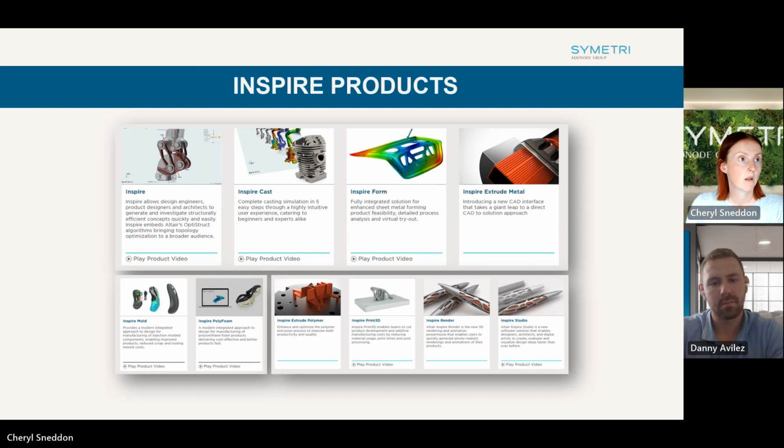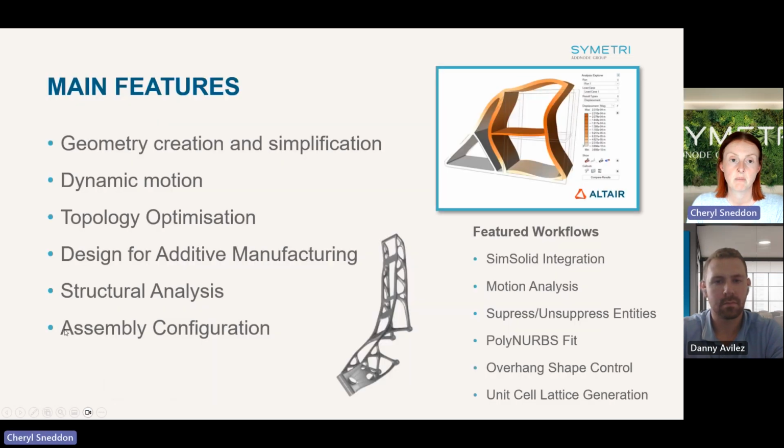So just to go over some of the main features then, the main features of the product itself: it's a bunch of products. So with that bunch of products that you get along the suite, you get all of these main features within. Geometry creation and simplification tends to be the one that we go to most often. The dynamic motion is controlled by allowing you to take your assembly and add real world motion to that assembly, allowing you to do things like create cylindrical movement and linear movement and rotational movement, and analyze the assembly in a real world scenario.